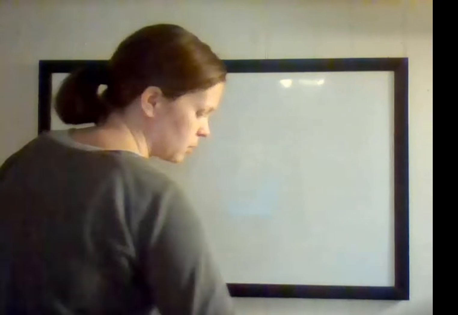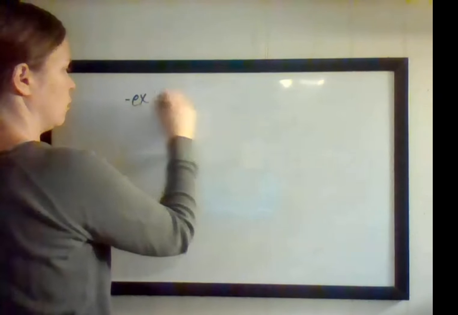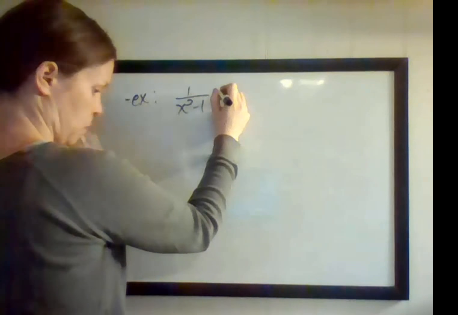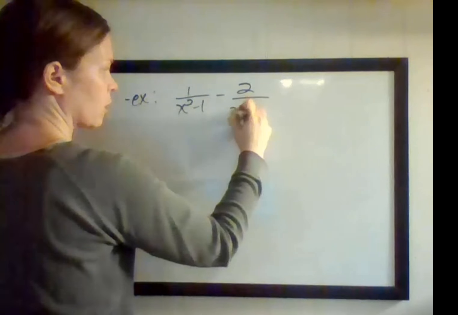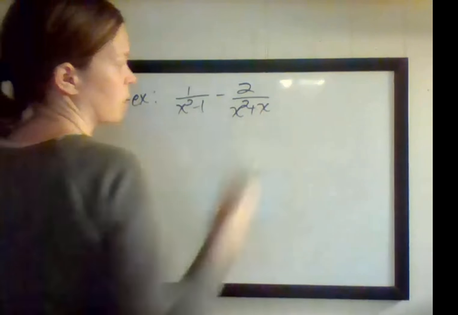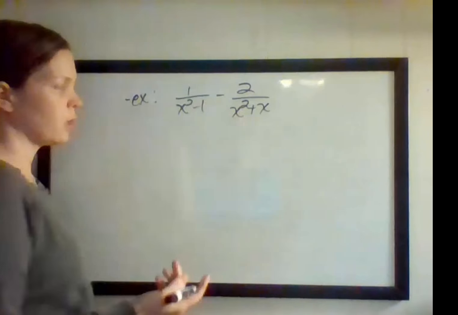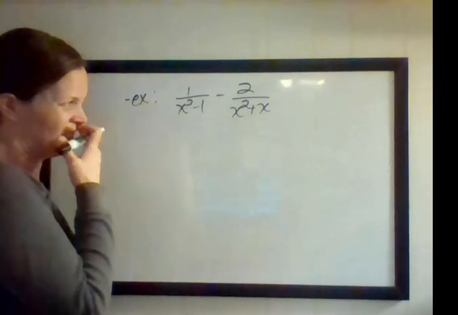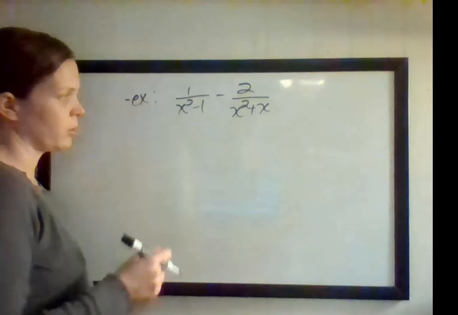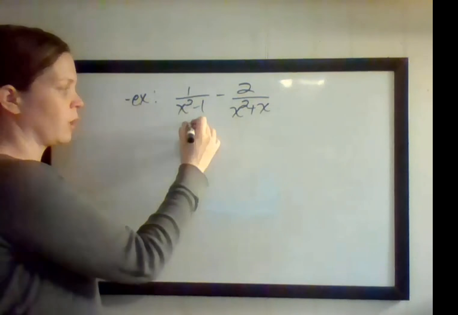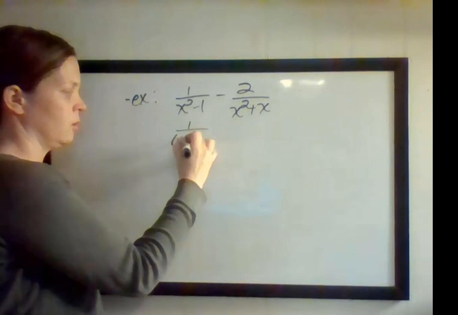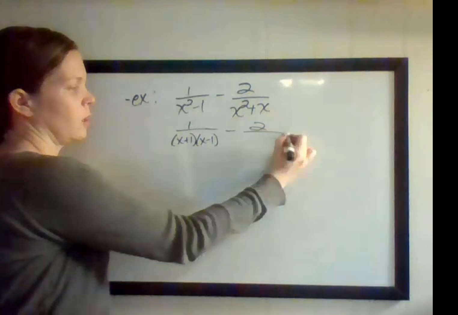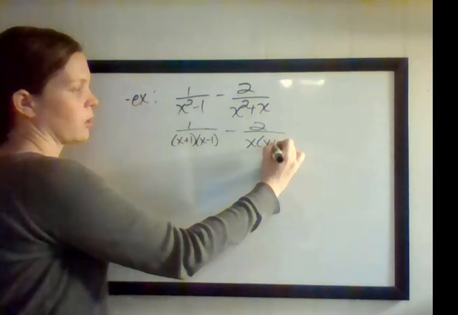Let's do one more. Last problem. 1 over x squared minus 1 minus 2 over x squared plus x. Okay, so first thing, I'm looking at these denominators, and it's looking like there's a little bit more to this one. I can actually factor. The first one breaks down to x plus 1, x minus 1. And then the next one, I can take out an x, and I'm left with x plus 1.